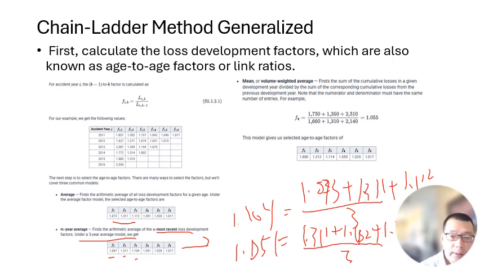The third method is the volume weighted average, where you have to utilize the cumulative loss of several years, accident years. You add them together and divide by the one in the front. It's also several years together to get the weighted average. So these are 3 different ways to calculate the factors.